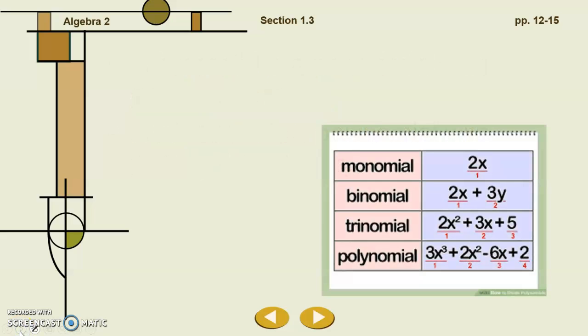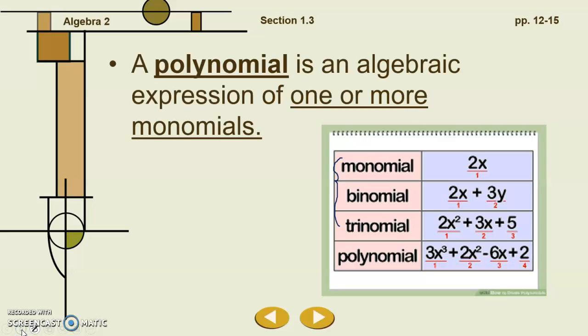So here are some examples of monomials, binomials, trinomials, and then every other kind of polynomial. Now remember, all of these are polynomials. They're special kinds of polynomials because they just have one, two, or three terms. A polynomial is an algebraic expression with one or more monomials. We just have special terms for two and three.